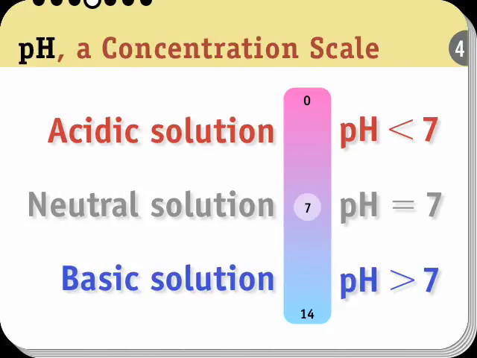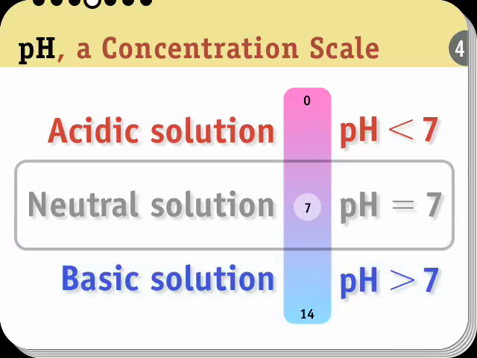Based on our previous slides, we can reach an important conclusion. Acidic solutions will have a pH less than 7. Basic solutions will have a pH greater than 7. Neutral solutions will have a pH equal to 7 at 25 degrees Celsius.